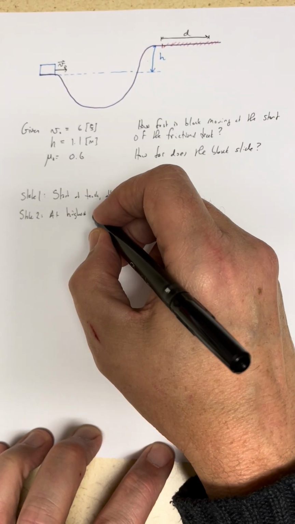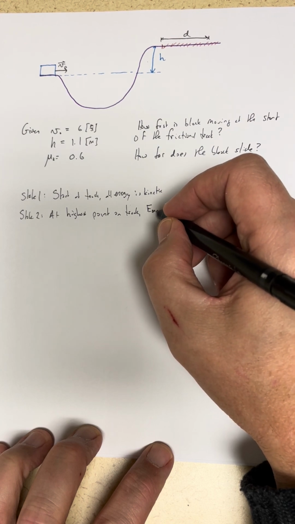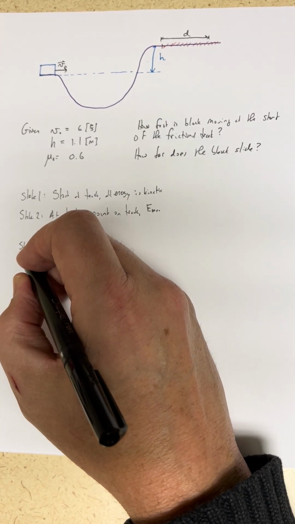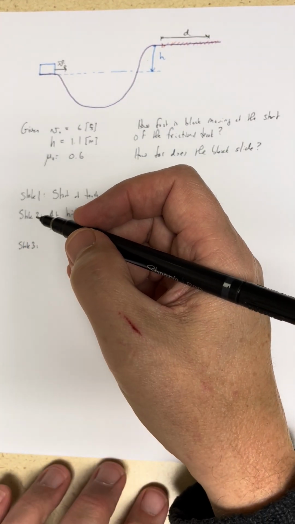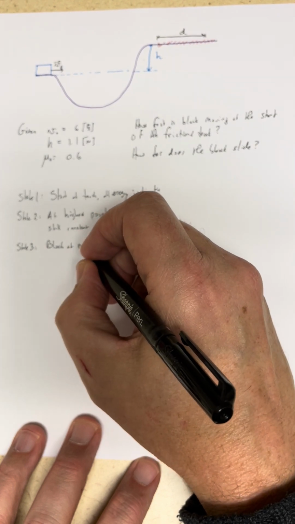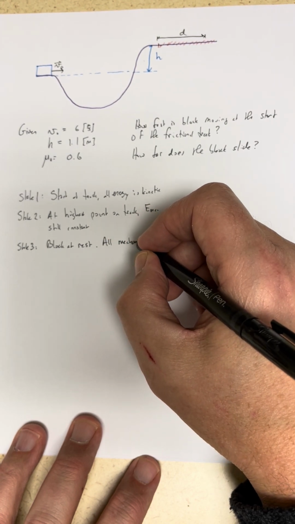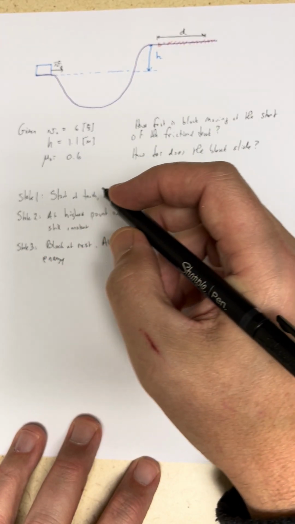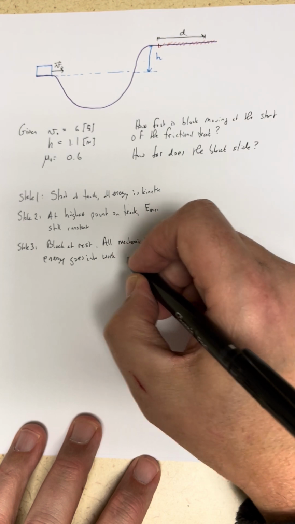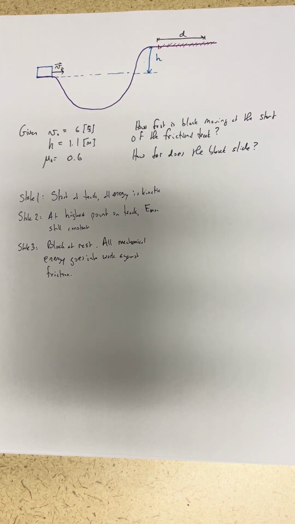At the highest point on track, and mechanical energy is still constant. And the final state is the block at rest after it is slid across the part of the track with friction. The block at rest, all mechanical energy is gone, and went to work against friction. All right.